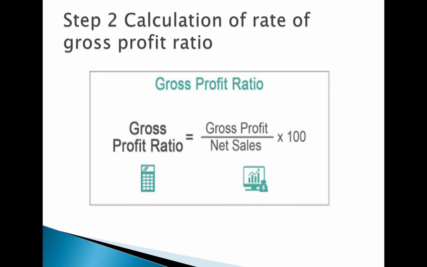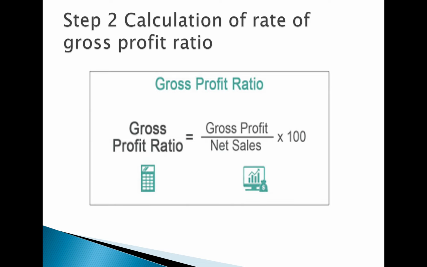The second step is all about calculation of gross profit ratio. Gross profit ratio is a ratio between the gross profit and the net sales. Again, net sales is sales minus sales returns. So how to calculate it? Gross profit ratio is equal to gross profit divided by net sales into 100.